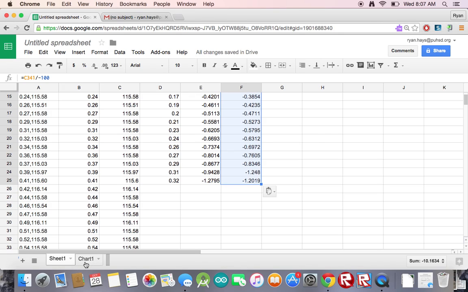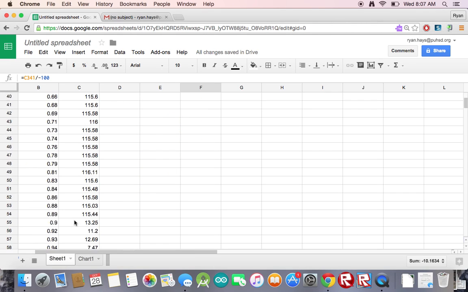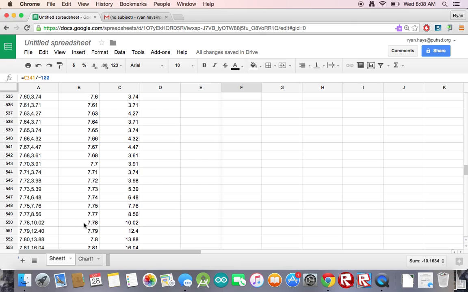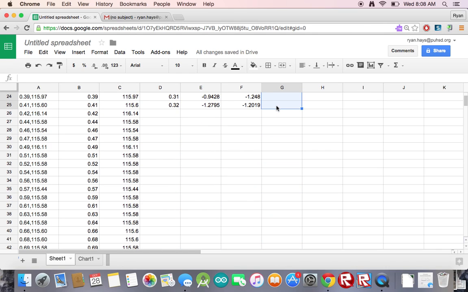And for our third event, we need to start it. It would be better if we find a time that's in 5 centimeters. Let's see if we can find that. 7.73. So 7.73, let's go find out what row 7.73 happened on. It happened on row 546. So we're going to use that for our next displacement. Equals C546 divided by negative 100. So we copy and paste that. Okay.